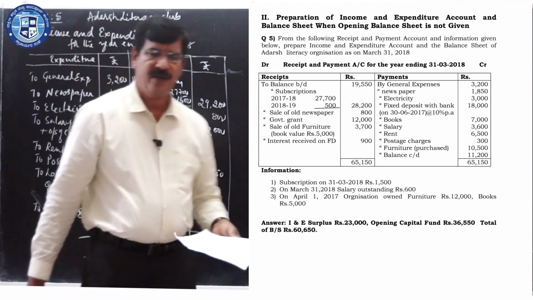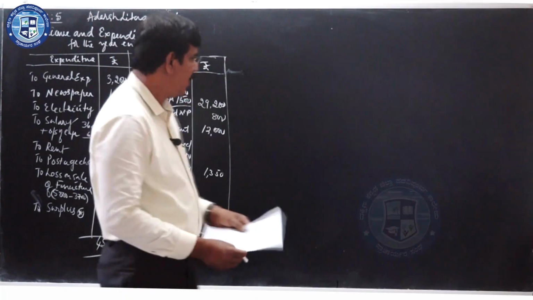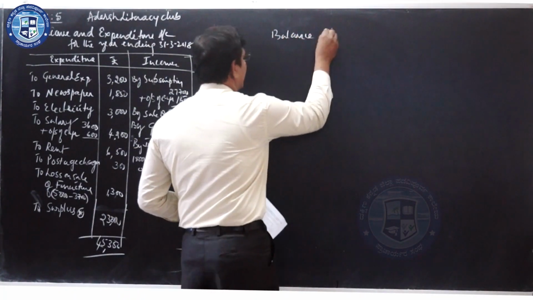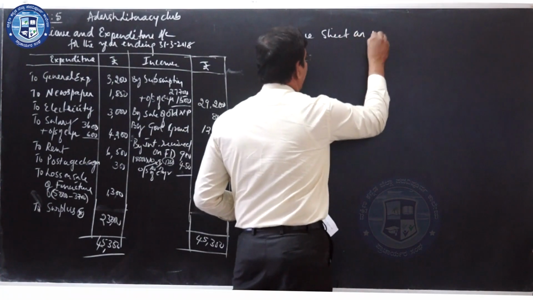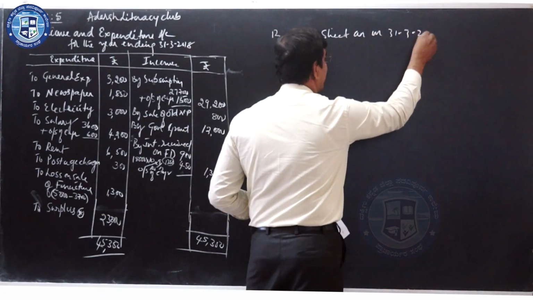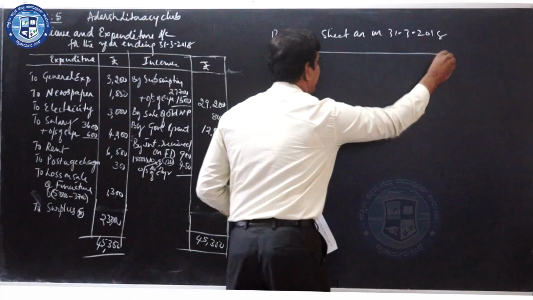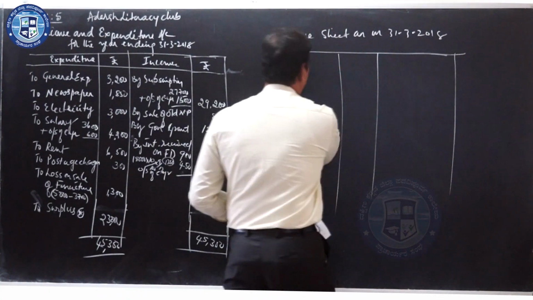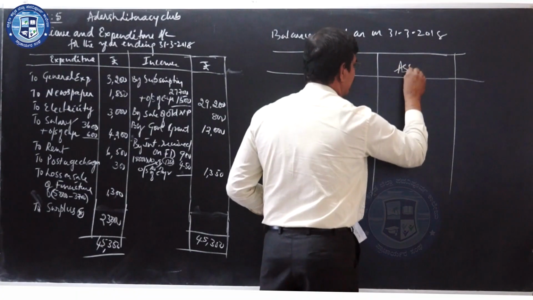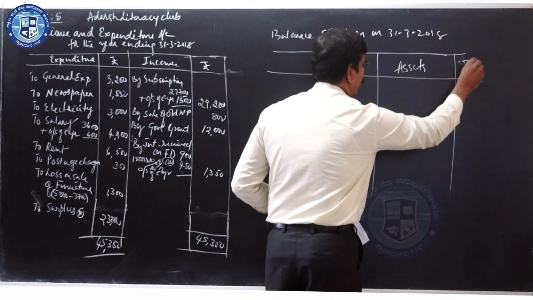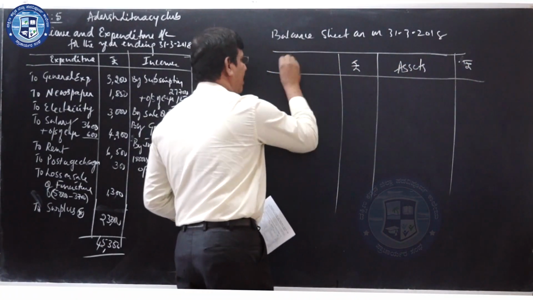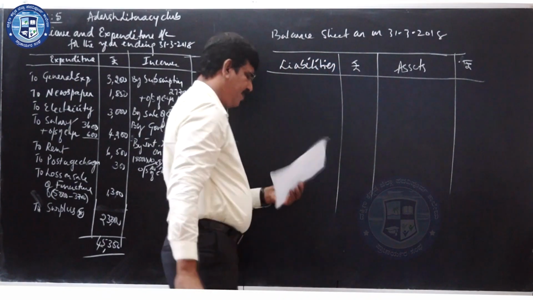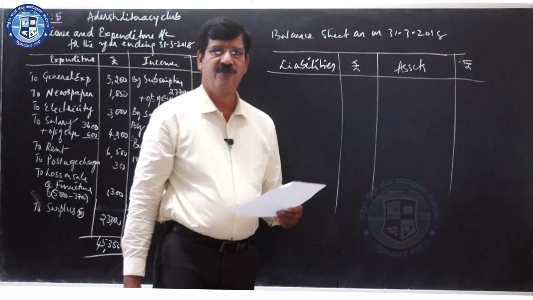Now we need to prepare the closing balance sheet. So let's prepare it. Balance sheet as on 31st March 2018. Assets, rupees. Liabilities. Now let's list the items one by one.